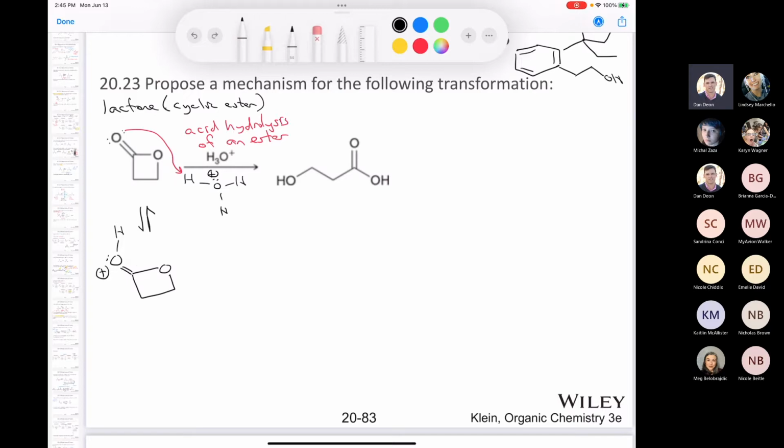And we also produced water in the first step. I'm missing a curved arrow. There we go. So now water is going to come in as our nucleophile. So let's write water molecule. Here's our nucleophilic attack, like this.